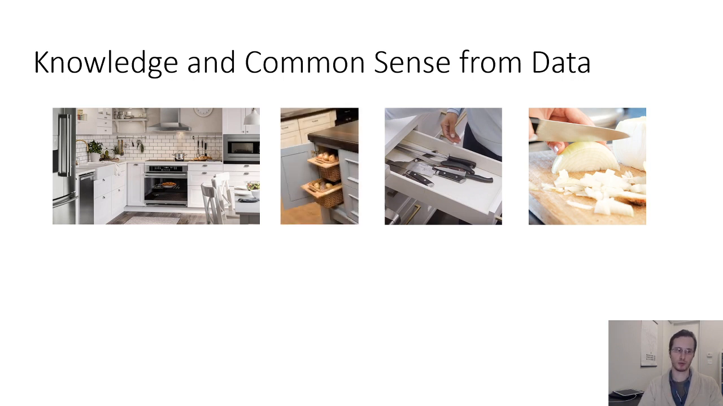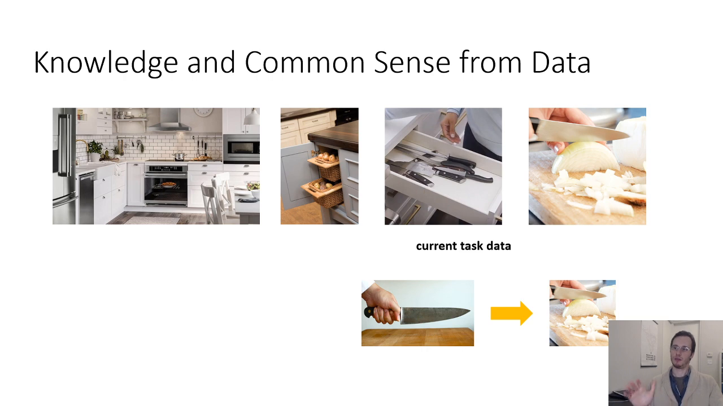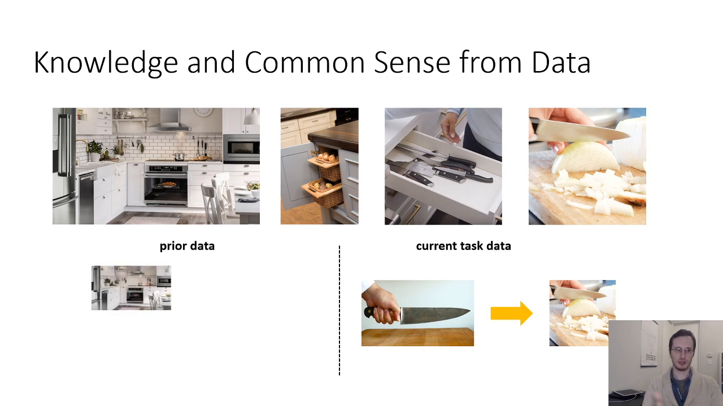So here's how we can make it work, inspired by the pigeon. We're going to have data for our current task, which requires using the knife to cut the onion. And we're going to have prior data of other things we've done before. None of these prior things involve chopping onions, but they might involve opening a drawer. They might involve picking up an object from a container. They might involve picking up a knife from a drawer.